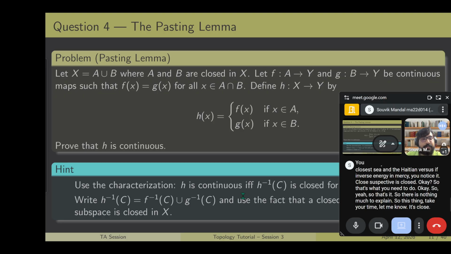It's closed. So you need to use the definitions. Please think about it, take your time, and let me know.